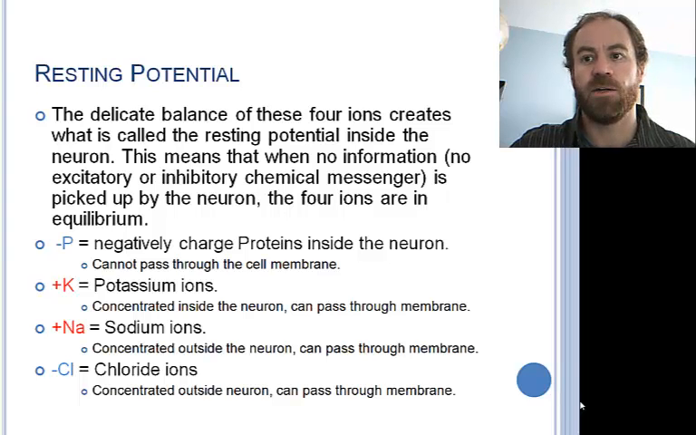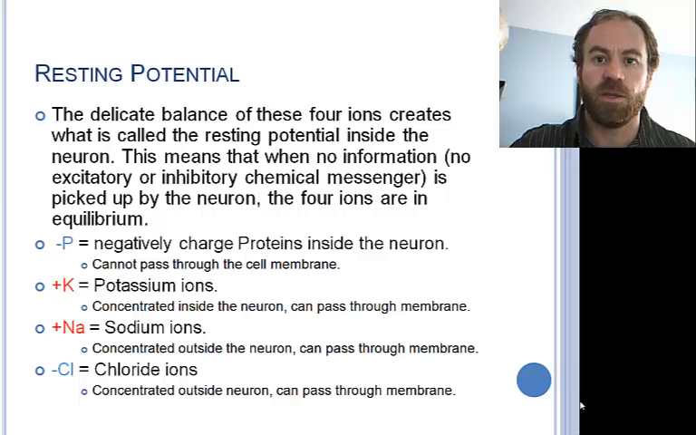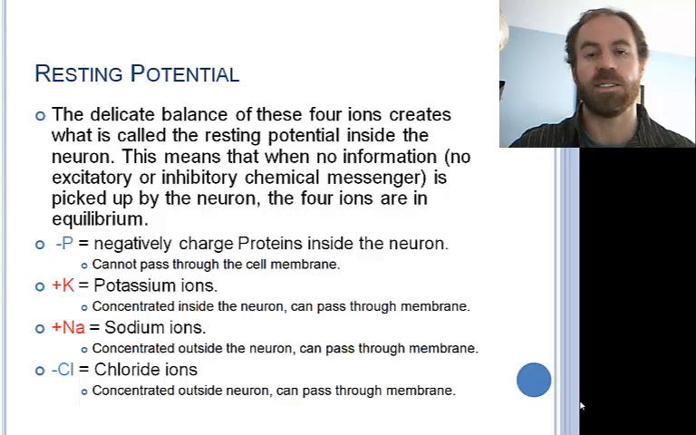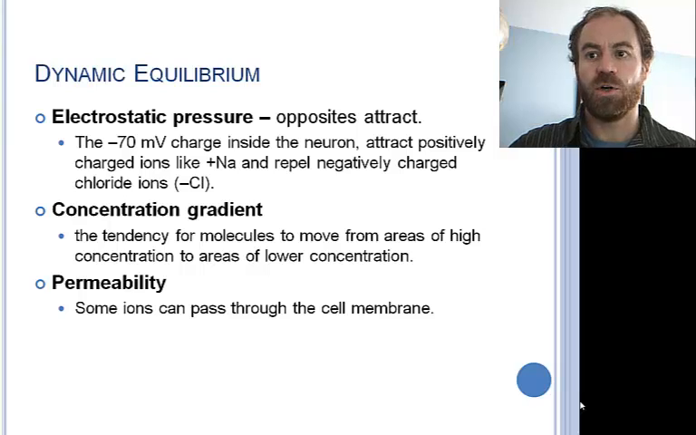The positive sodium ions are outside of the neuron and can pass through to enter the cell, and the negative chloride ions are also concentrated on the outside and also can pass through the membrane into the cell. We really should call this dynamic equilibrium because the three major forces at work here produce the delicate balance.